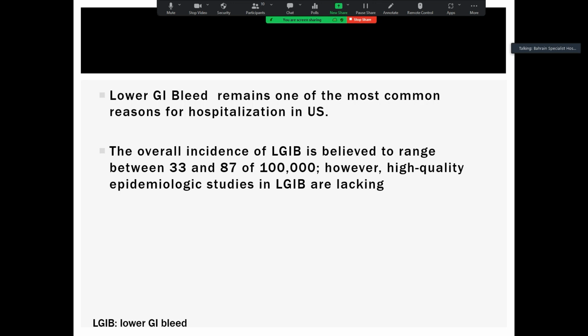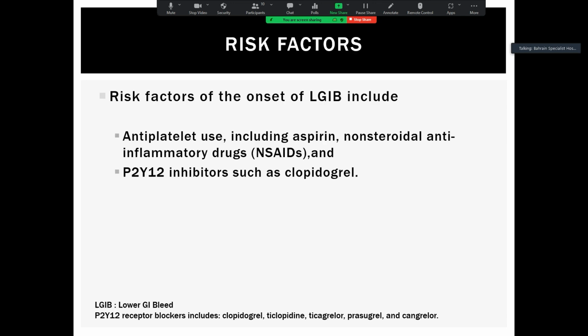According to a survey done in U.S. hospitals, out of 100,000 people, around 32 to 87 people present with lower GI bleed. The commonest risk factors in these patients are medications, which include antiplatelets, including aspirin and NSAIDs, and P2Y12 inhibitors, which include clopidogrel and ticagrelor.